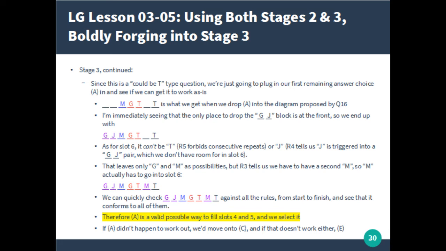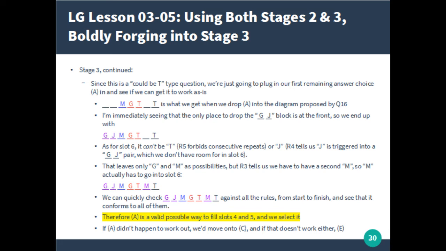We also know that it can't be J, because as we've run across multiple times at this point, Rule 4 tells us that J triggers into a GJ pair, or in other words, anytime we drop a J in the picture, we've got to put a G directly in front of it. So if we put a J in slot 6 here, we have no room to throw that G, so we're not going to do that.